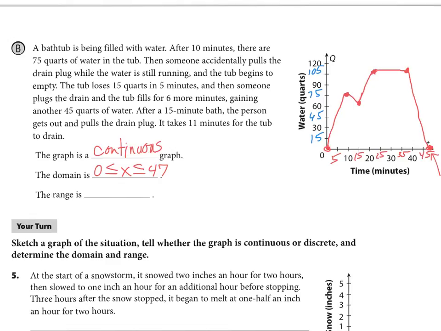The range is our y value. What is our y between? What's it greater than or equal to? 0. The y starts again at 0. What's our y go up to? 105. 105 is the highest the y value makes it to.